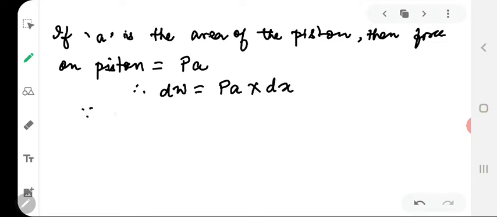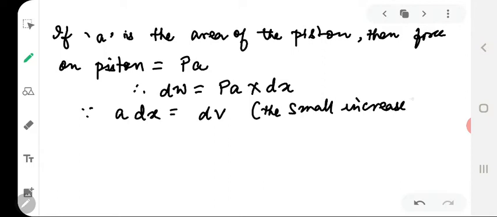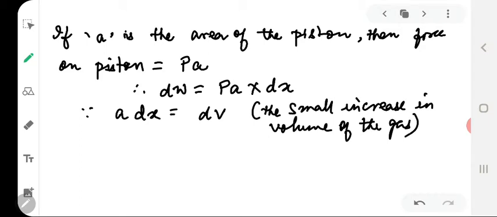Now since area into length is equal to volume, the small dV is the small increase in volume of the gas. Therefore we can write dW equal to P dV. Therefore the total work done during the expansion of the gas from the initial state A to the final state B can be obtained by integrating this equation between the limits V1 to V2.